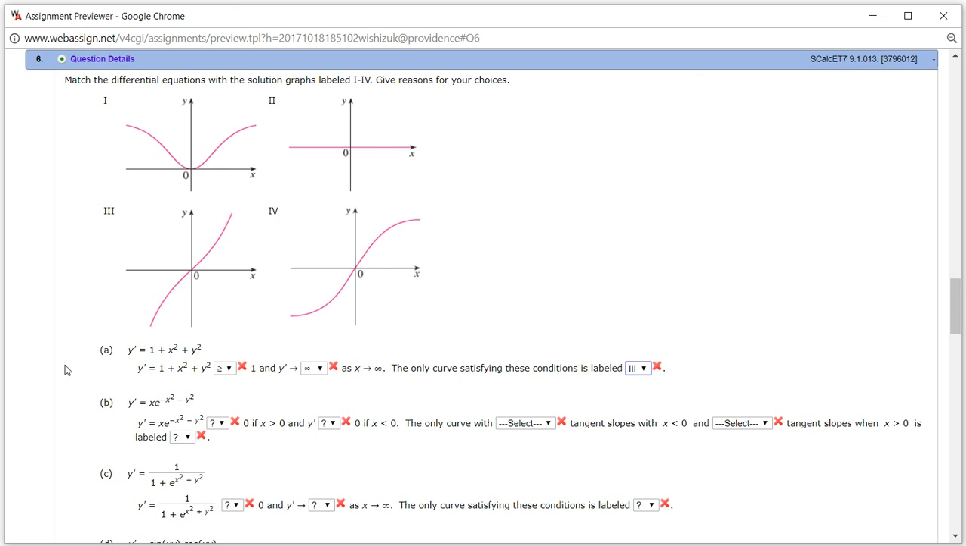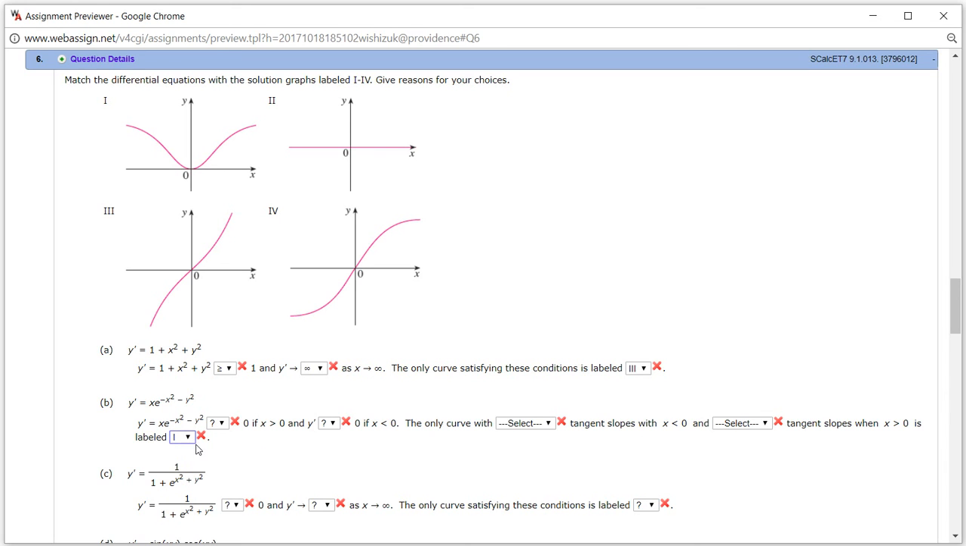Let's look at this one right here. e to the anything is always positive. But because of x, on the positive side it's going to be positive, and on the negative side it's going to be negative. So it's decreasing on the negative side and increasing on the positive side. You can see that number 1 is decreasing on the negative side and increasing on the positive side. So number 1 is probably the picture. I'm going to put number 1 here.